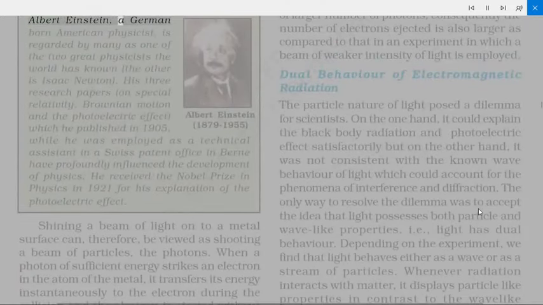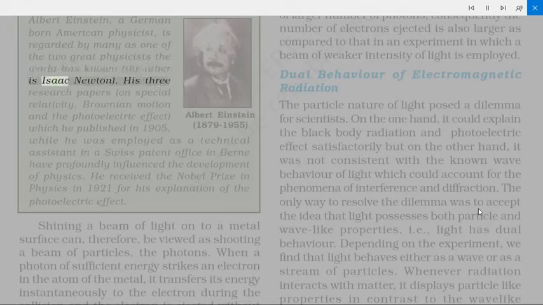Albert Einstein, a German-born American physicist, is regarded by many as one of the two great physicists the world has known. The other is Isaac Newton. His three research papers, on special relativity, Brownian motion and the photoelectric effect, which he published in 1905 while he was employed as a technical assistant in a Swiss patent office in Bern, have profoundly influenced the development of physics. He received the Nobel Prize in Physics in 1921 for his explanation of the photoelectric effect.